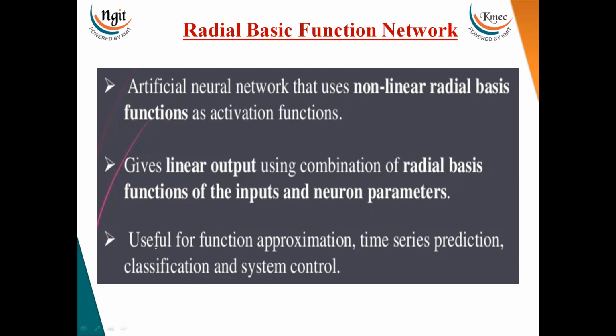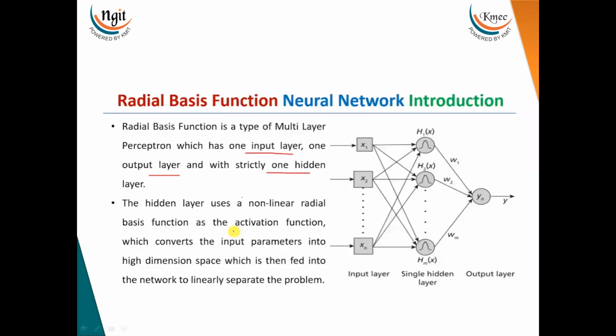So where exactly can I use this network? If you have data which is continuously changing, or time series data, for example if you want to do stock prediction, or predict the temperature after every minute, this data is changing all the time. Whenever you have such problem statements, you can apply the radial basis function network for classifying your data. So this is the basics of the radial basis function neural network.